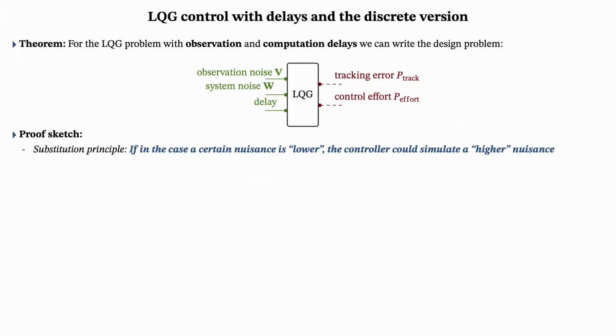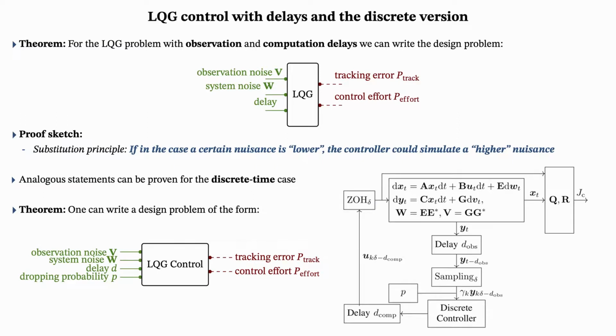This result can be further extended. First, while staying in the continuous time domain, we can assume observation and computation delays, and we can embed them in the LQG design problems, treating them as functionalities. This can be done following what we call the substitution principle. In the case a certain nuisance is lower, or in other words, less impactful on the system, the controller can artificially simulate a higher nuisance. In this particular case, if I have small delays, I can very easily simulate higher ones.